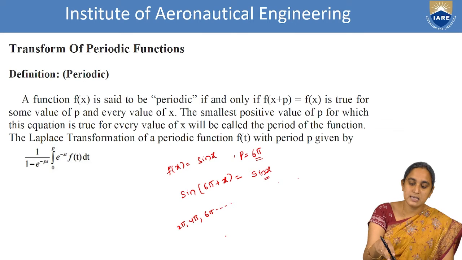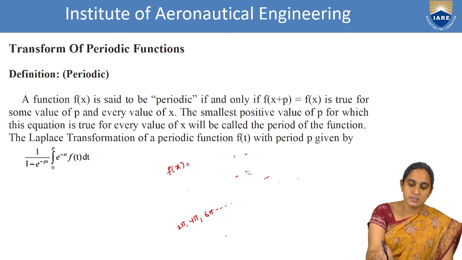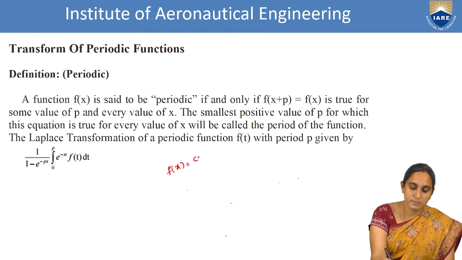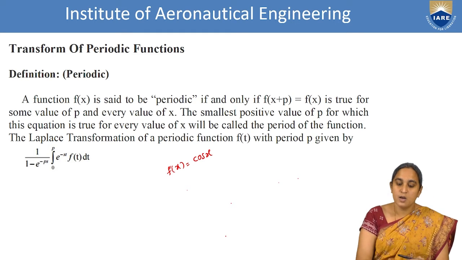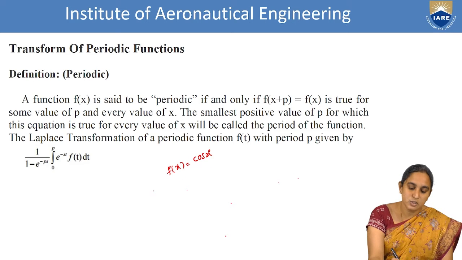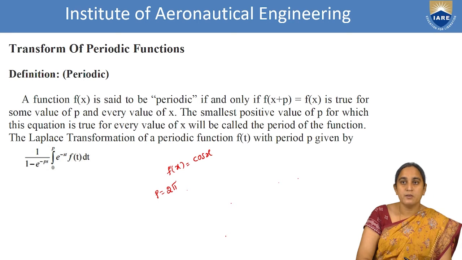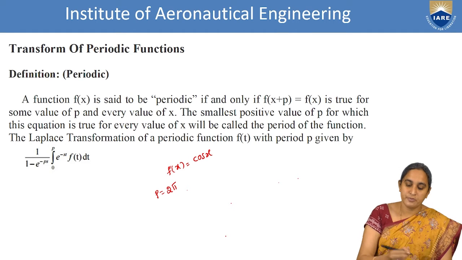I'll take f of x is equal to cos x. Is it a periodic function or not? I'll check it. Let us assume p is equal to 2 pi. What is the definition of the periodic function here? f of x plus p is equal to f of x.